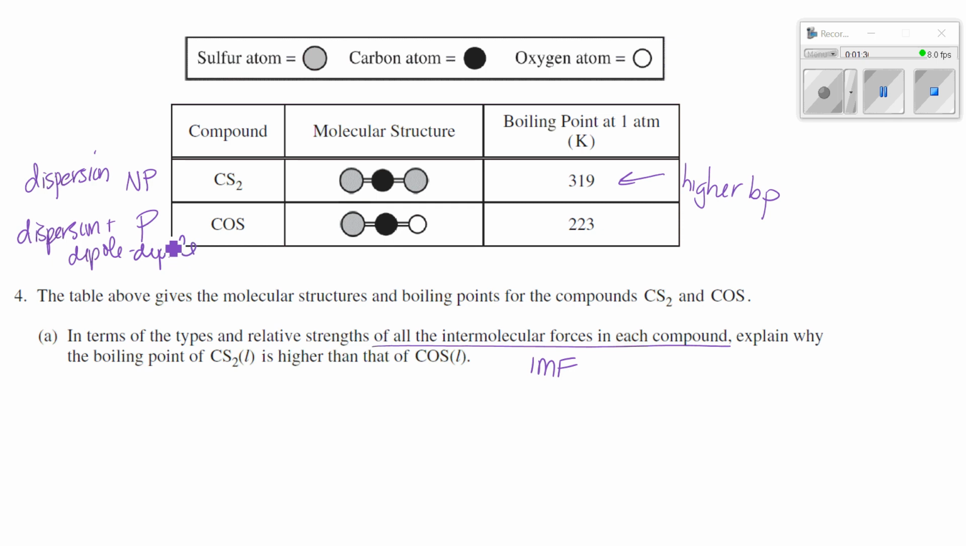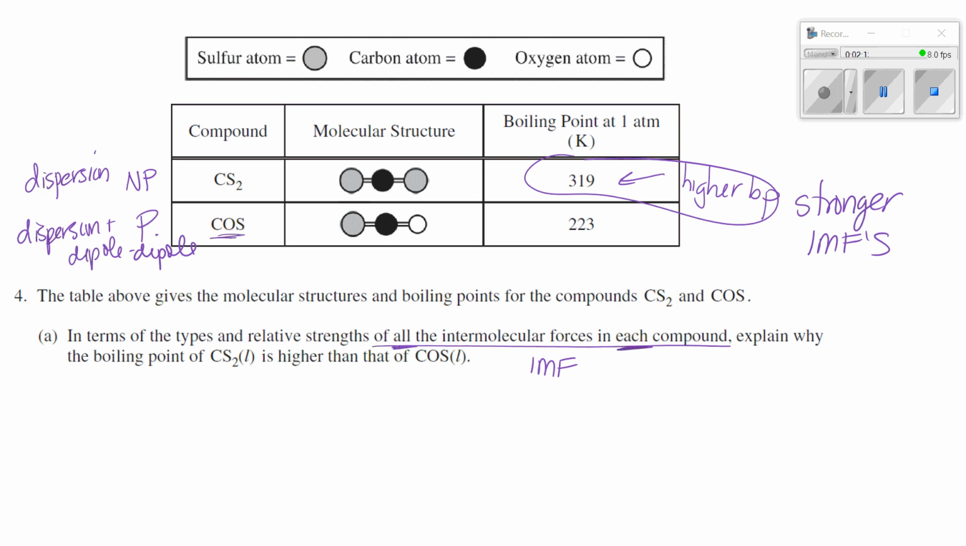And notice how it says to identify all the intermolecular forces in each compound. So for this question, I think they're really looking for you to say dispersion and dipole-dipole with this molecule right here, and not just dipole-dipole. And then you want to explain why CS2 has a higher boiling point than COS. Initially, you might say, hey, dipole-dipole is stronger than dispersion, so COS has stronger intermolecular forces. But if you look at the data, it's actually the opposite. This one has the higher boiling point.